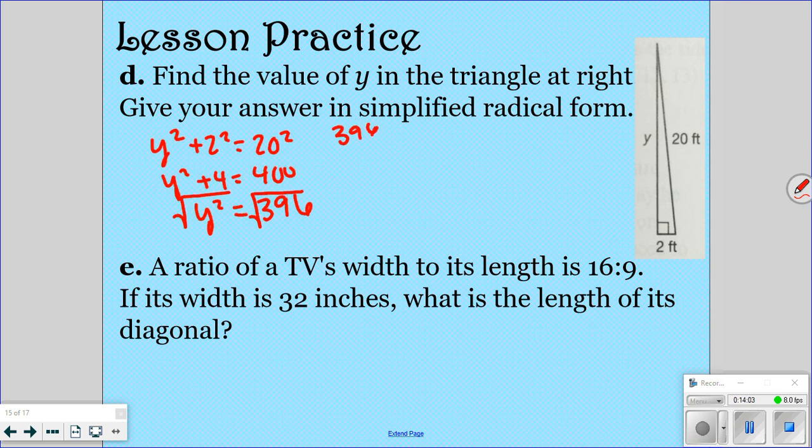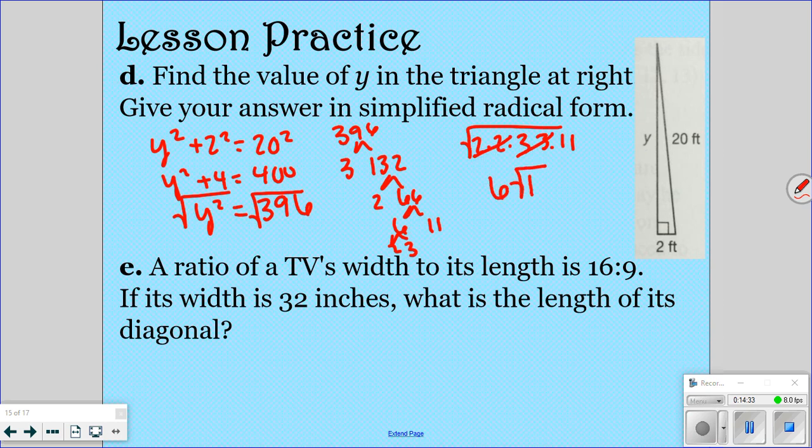So we want to factor 396. So 396 divides by 3 and gives me 132. And that divides by 2 to give me 66, which is 6 and 11. And that 6 is 2 and 3. So I have 2 times 2 times 3 times 3 times 11. So I have a pair of 2's and a pair of 3's that'll come out. So 2 times 3 is 6, and then I have 11 left in the radical. So 6 square roots of 11 would be your answer.